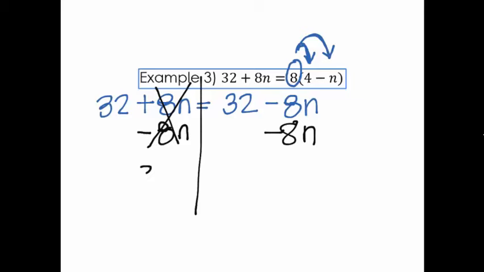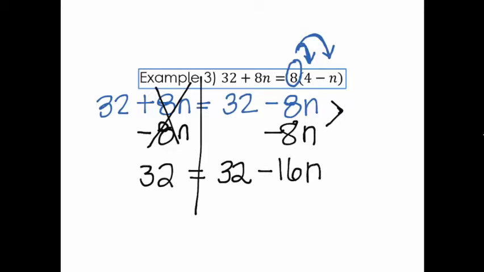I'm going to bring down my 32. So 32 equals 32. But if I look carefully here, I have negative 8n minus 8n. This doesn't cancel. I'm simply just going to combine my two negative 8's, which is going to give me negative 16n. So this means I'm going to solve this like a normal equation. I'm just trying to get n by itself. My variables haven't canceled. I'm going to keep going.